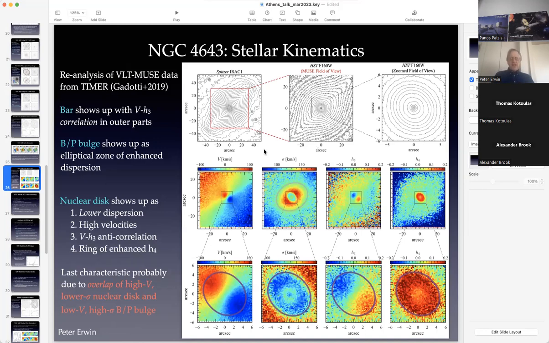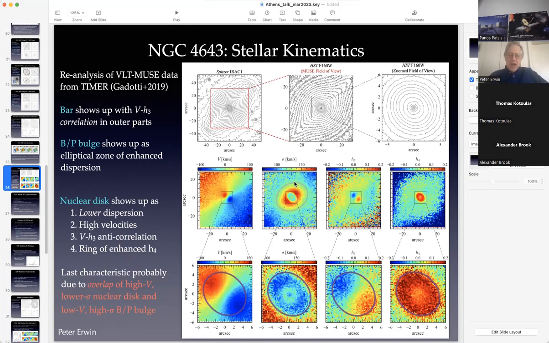So we have the velocity, the dispersion, H3, H4. A couple things to note. We have overall stellar rotation. We have velocity dispersion that gets higher towards the center, and in fact, it does so in a very oval fashion. It matches what we think is the boxy peanut bulge. So the boxy peanut bulge is showing up as an elliptical region of higher dispersion.